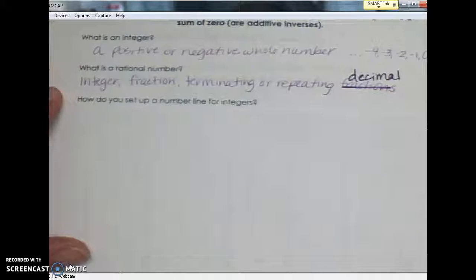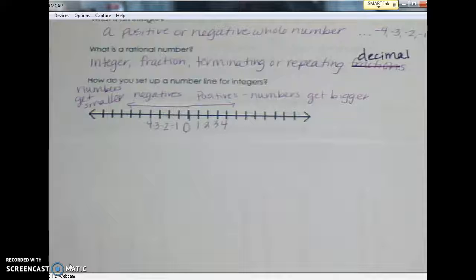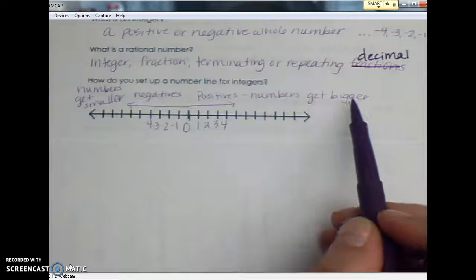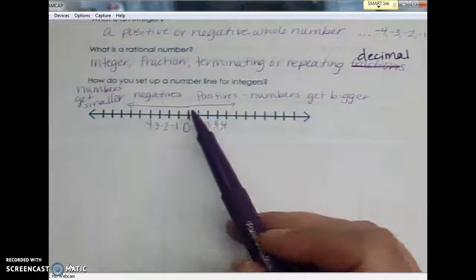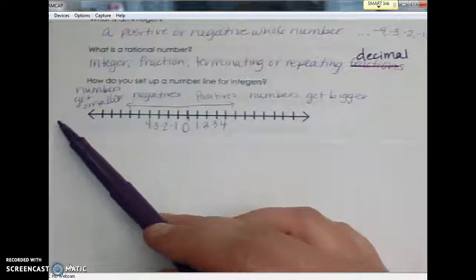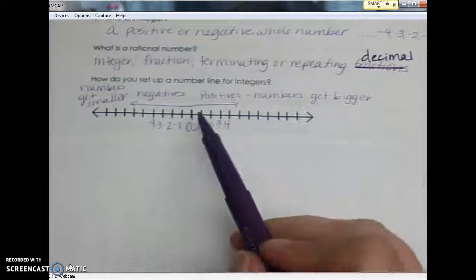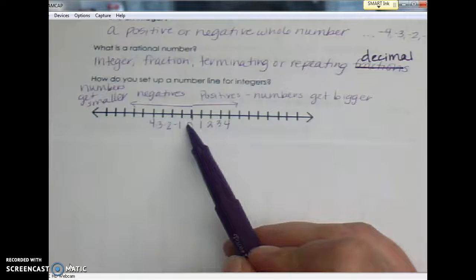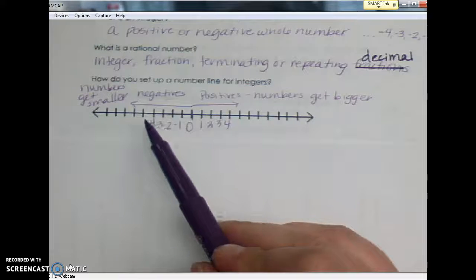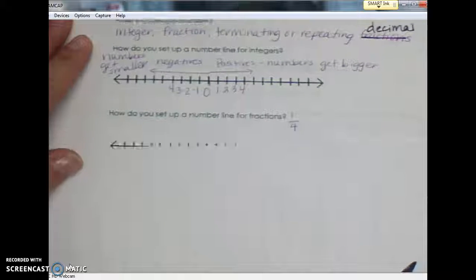So let's review how we set up our number line for integers. When we look at our integers in the number line, we have our 0 in the middle, and our positives are going to move to the right, and our numbers are going to get bigger. Our negatives are going to move to the left, and our numbers get smaller. The further left you go, the more negative you get. Further right you go, the bigger your number gets. And so it's kind of a mirror image on each side. We have 0, 1, 2, 3, 4, and then it goes backwards. -1, -2, -3, -4.